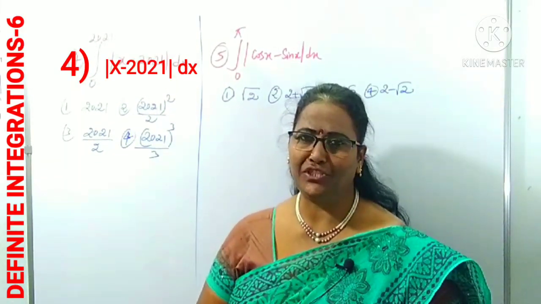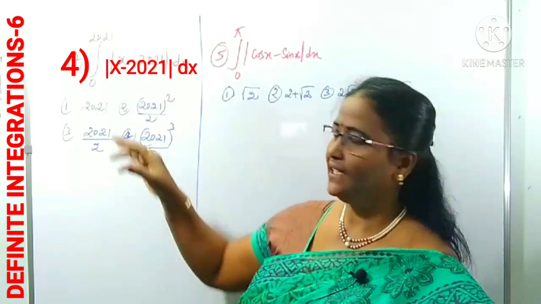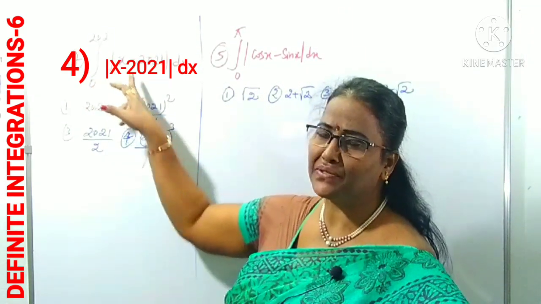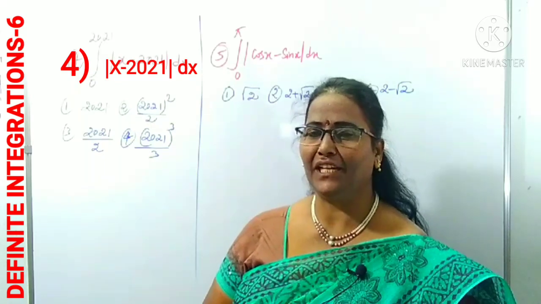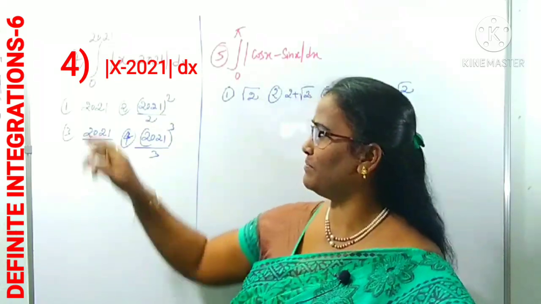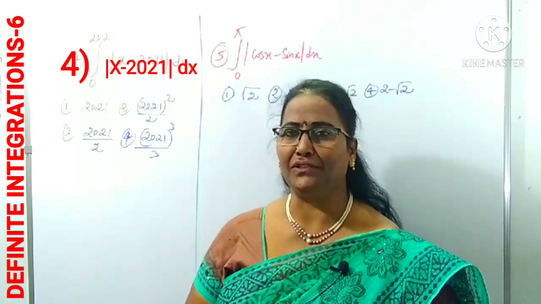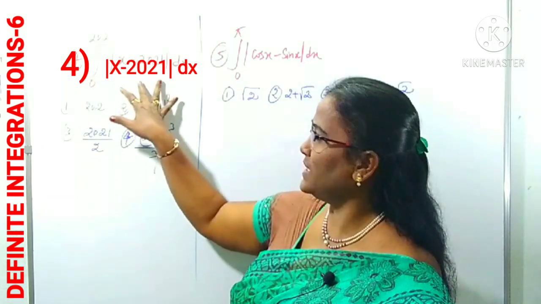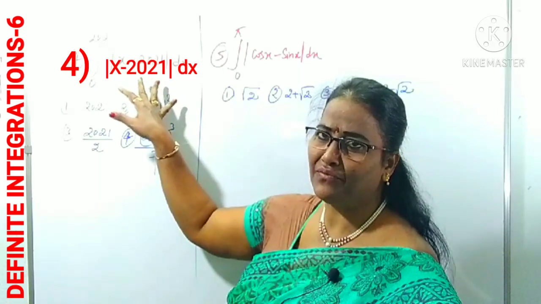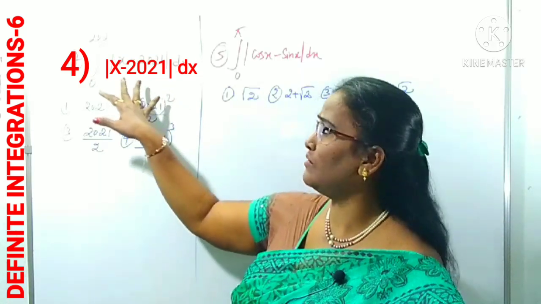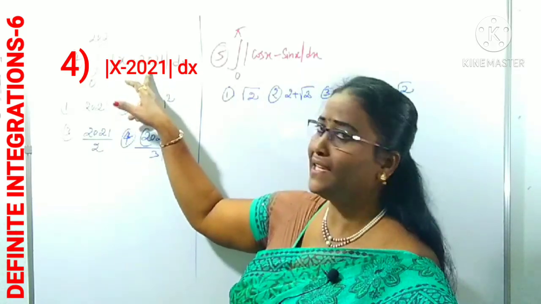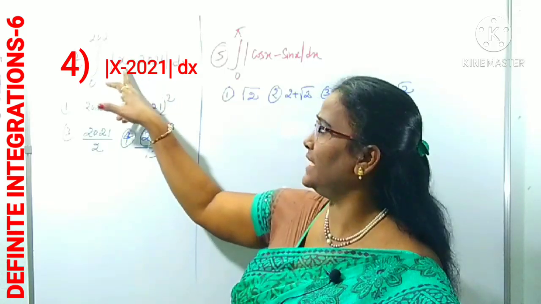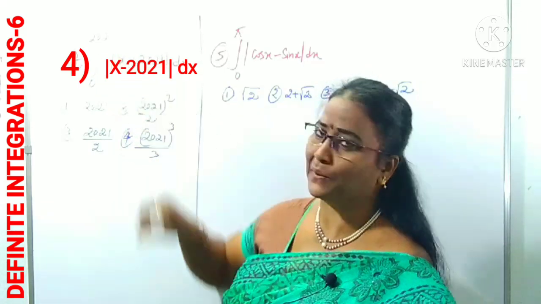Now concentrate on question number 4. What is that? Integral of mod x minus 2021 between the limits 0 to 2021. What is the meaning of this? Modulus of x minus a form is there. What is the formation? Mod x minus a. What is a here? 2021. At 2021 only this becomes 0.